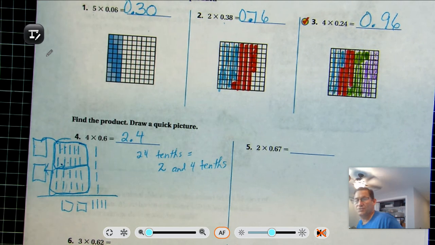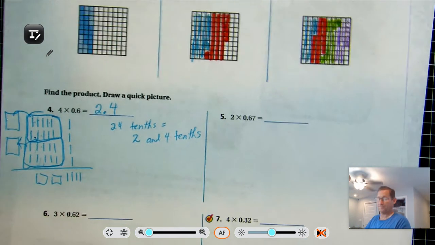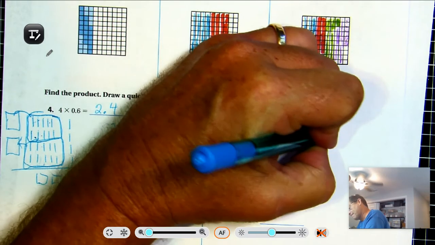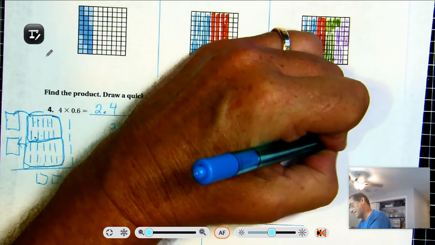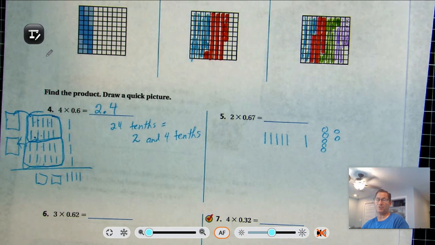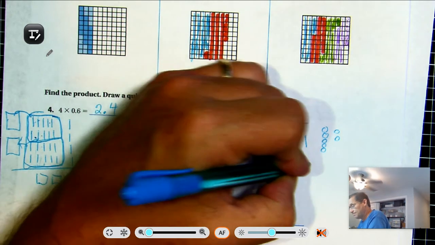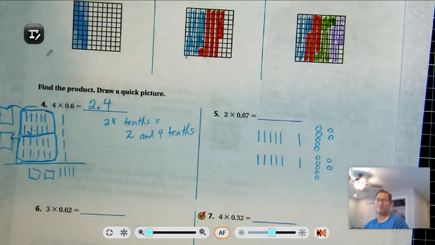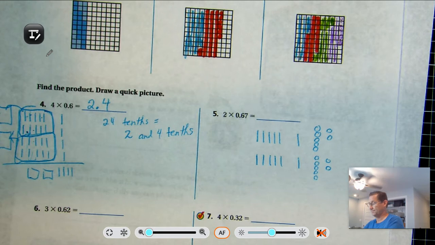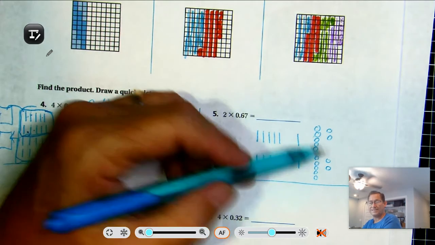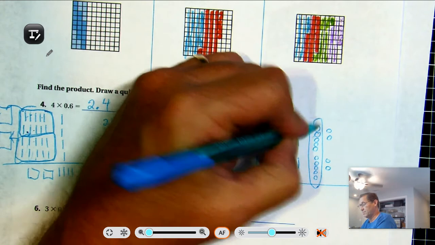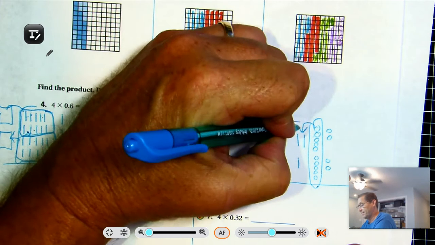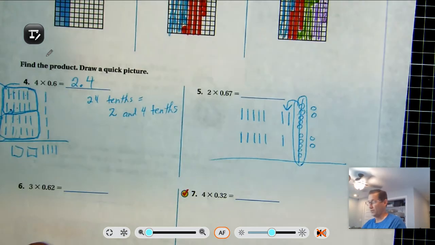Number 5, we need 2 sets of 67 hundredths. Okay, that's one group of 67 hundredths. There's 2 groups of 67 hundredths. Combine the hundredths. 5, 10, 14 hundredths. Well, we can rename 10 of those hundredths as a tenth. That leaves us 4 hundredths.